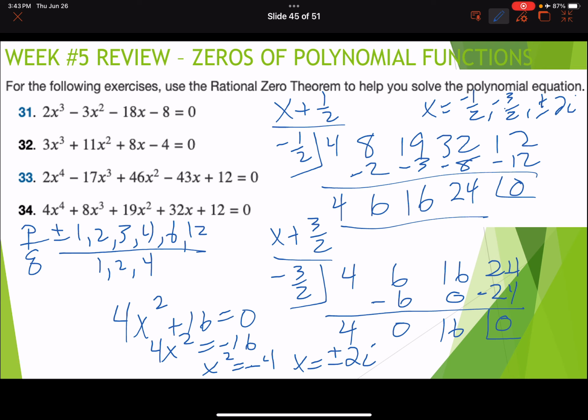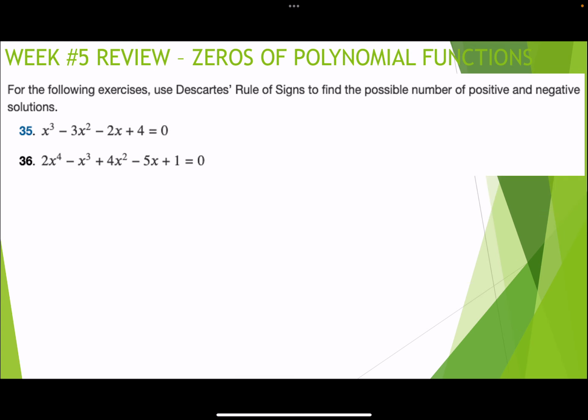Okay? So that was 34 that I did. Lots of those in there you can practice if you want. 31 and 33 would have solutions in the book if you want to look at those.